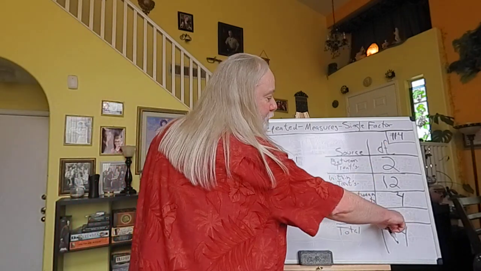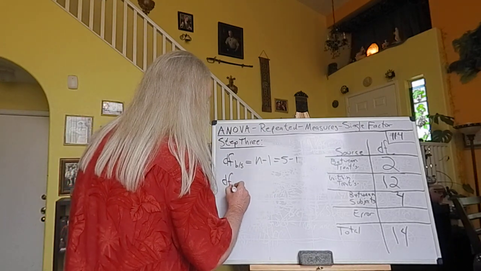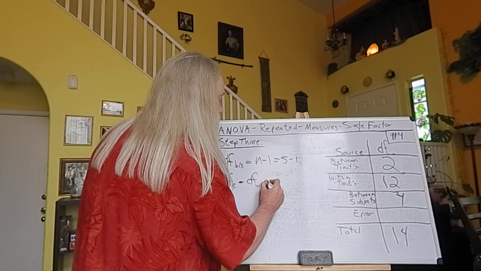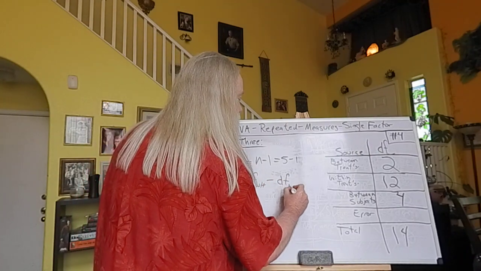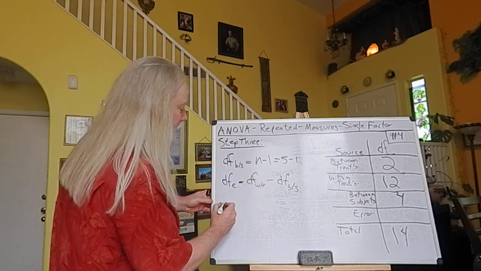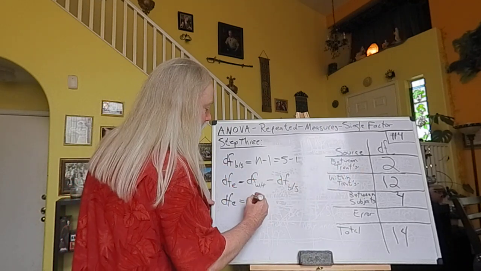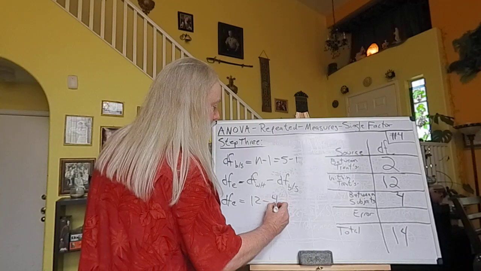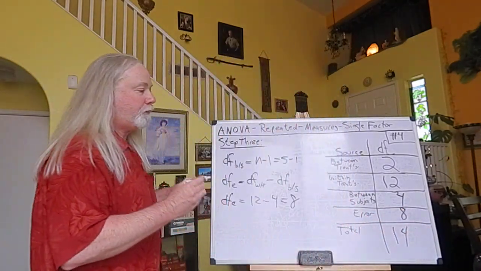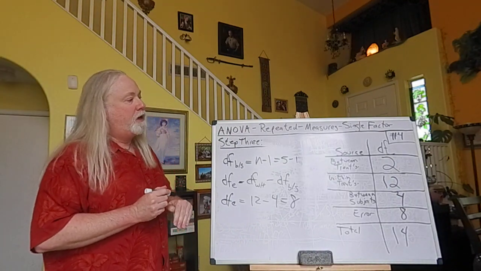That leaves us to get our degrees of freedom for the residual error, for our error term. Degrees of freedom for error is your degrees of freedom within treatments minus your degrees of freedom between subjects. Again, we're literally just going to subtract it out. So in this case, our degrees of freedom for error is 12 minus 4, which equals 8. So now we have our degrees of freedom column finished out.